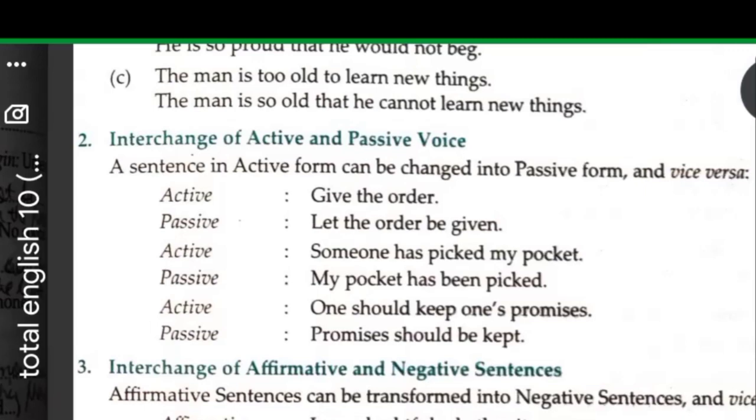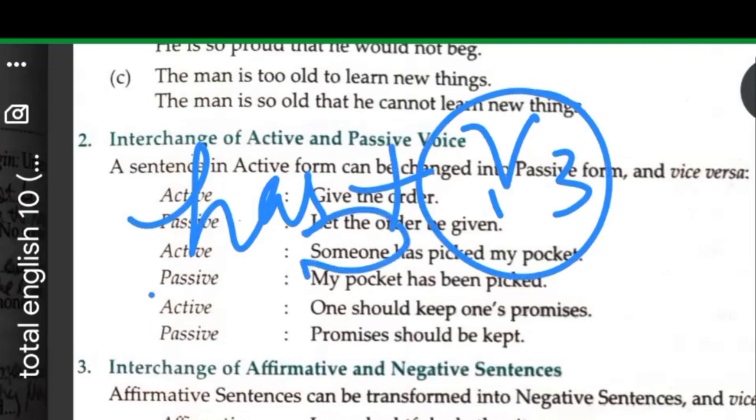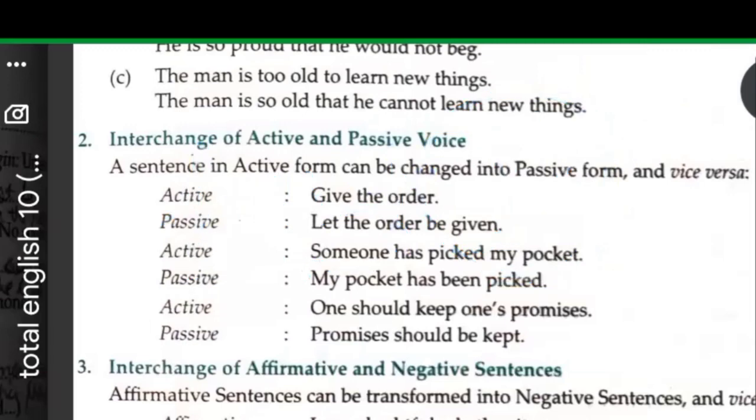Someone has picked my pocket is in the present perfect tense. How would you signify that? Has, then verb third form, that is past participle. Someone is our subject. Subject plus has, then verb third form. And then my pocket is the object. Every time the object won't be present in the sentence, but here you have to understand the meaning of the sentence. Someone has picked my pocket. Somebody is trying to tell that किसी ने मेरी चोरी कर ली है या मेरी जेब मार ली है या ऐसे करके बोल रहा है.